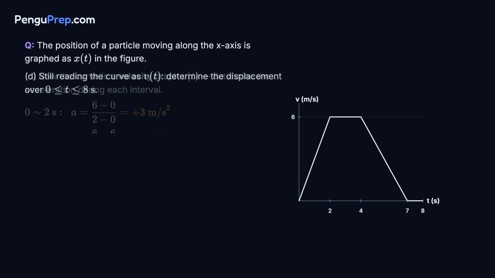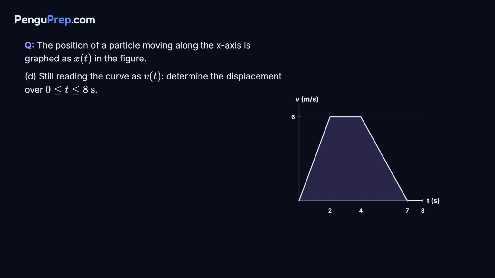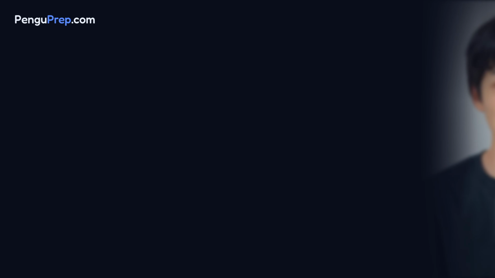For part D, since this is still the velocity time graph, the displacement from 0 to 8 seconds is going to be the area underneath the curve from 0 to 8 seconds. That's going to be the area of this trapezoid, which is 33. So the answer is 33 meters. There are two more things to cover.